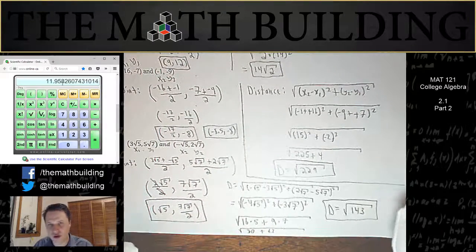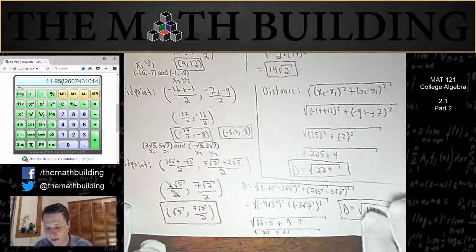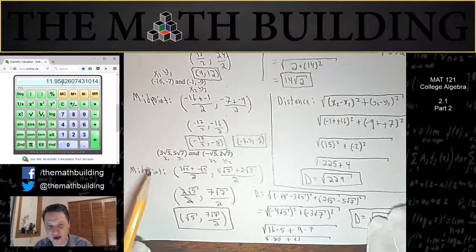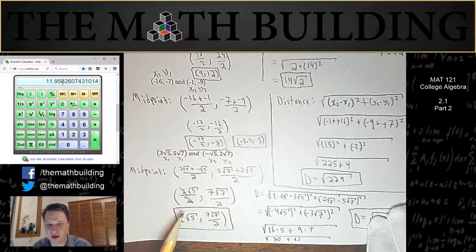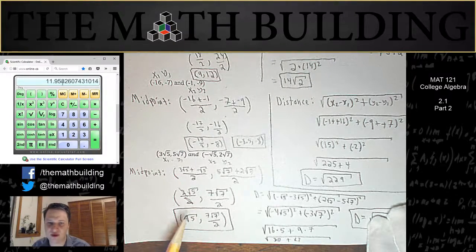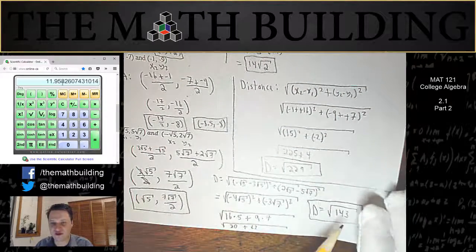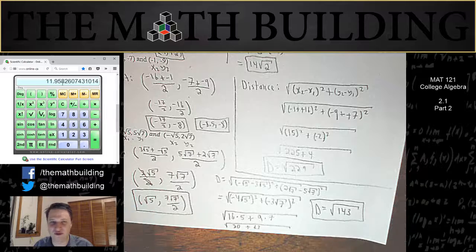In part 3, I'll show you some really quick application problems. Again, notice that when you have a midpoint formula problem, your answer should be a point: parenthesis, number, comma, number, parenthesis. When we're doing the distance formula, we should just get a number for the distance.